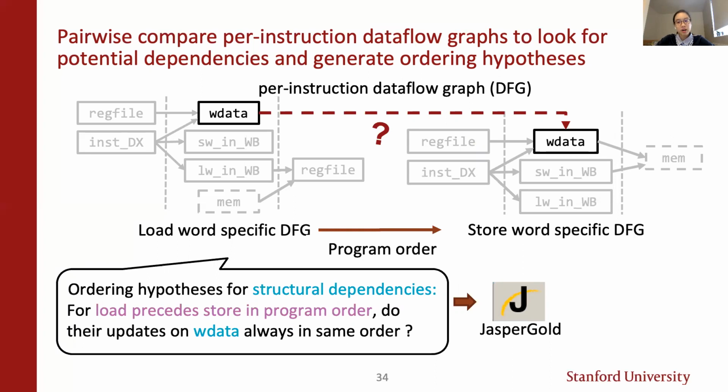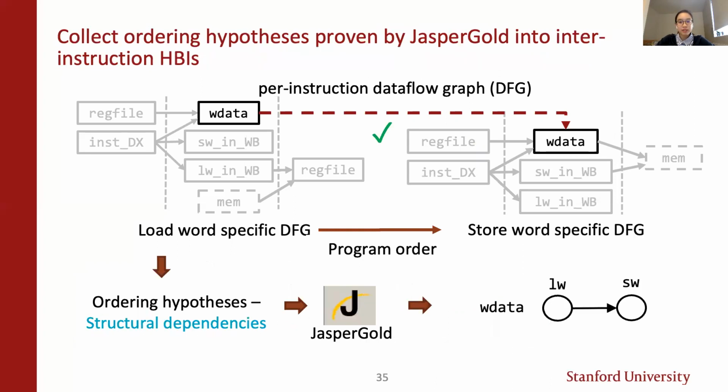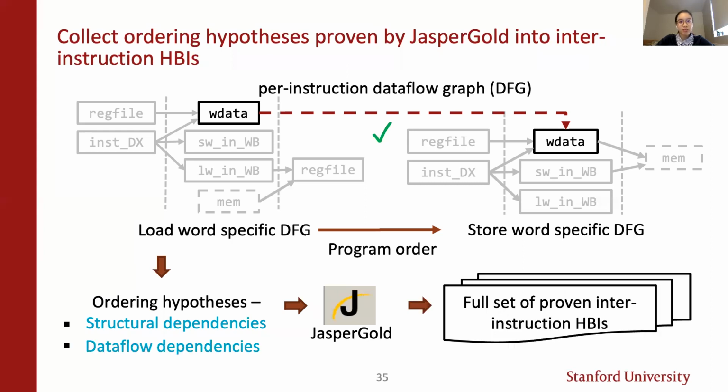Jasper Gold will explore all hardware traces to see if the property holds for the design. If Jasper Gold proves the property, we have an HBI saying that if instruction load comes before store in program order, its update on WData happens before that of store. Similarly, we can do so for data flow dependencies as well, where the pattern and the property instantiation are slightly different. Due to time constraints, we will not go into details. But on a high level, this step generates proven ordering rules on instruction interaction. Finally, we collect these proven HBIs to arrive at a proven, correct-by-construction MicroSpec model in the end.